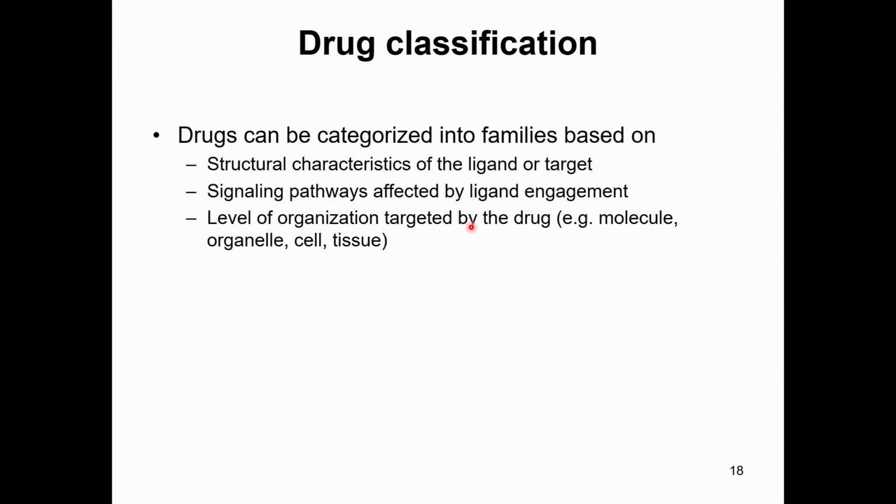Okay, and of course, since there are so many drugs, there are a lot of classification schemes for drugs. Drugs oftentimes come in families. Receptors do too, by the way. And we tend to categorize and classify drugs based on their structural characteristics or the signaling pathway they affect, or sometimes by the level of organization, whether it's the molecule, the cell, the tissue, et cetera. So drug classification schemes are kind of all over the place, but they're useful because oftentimes there are whole families of drugs that do similar things.